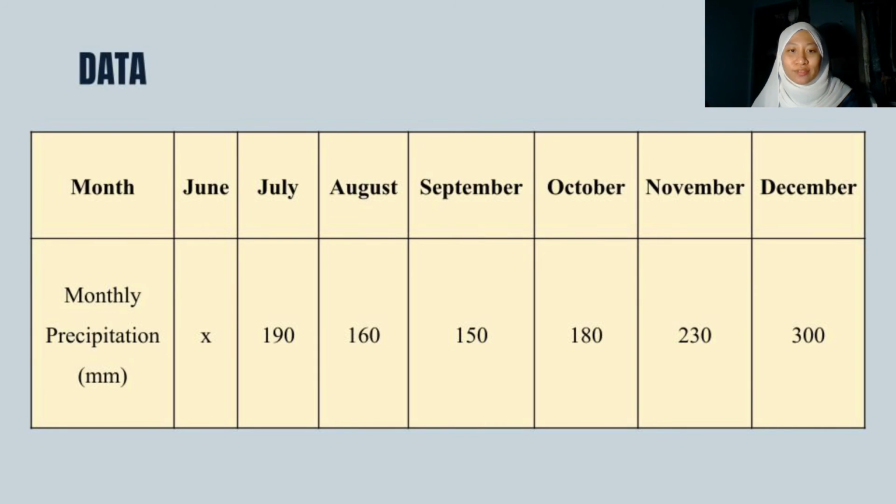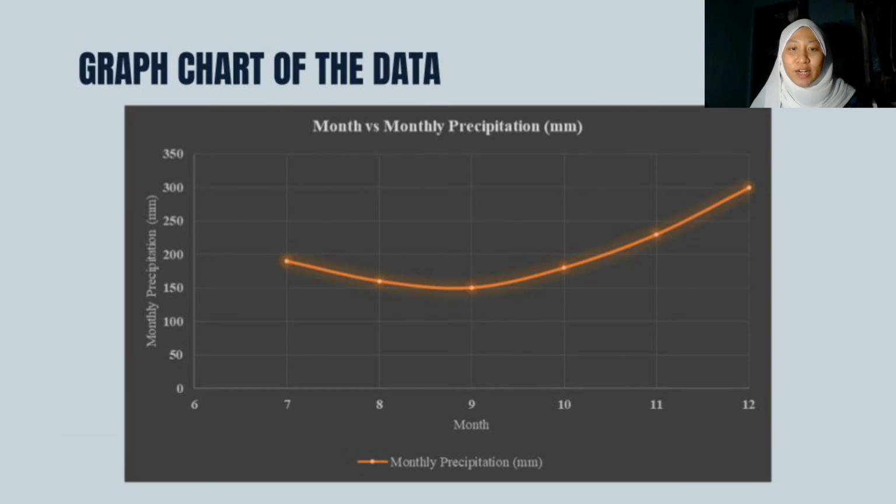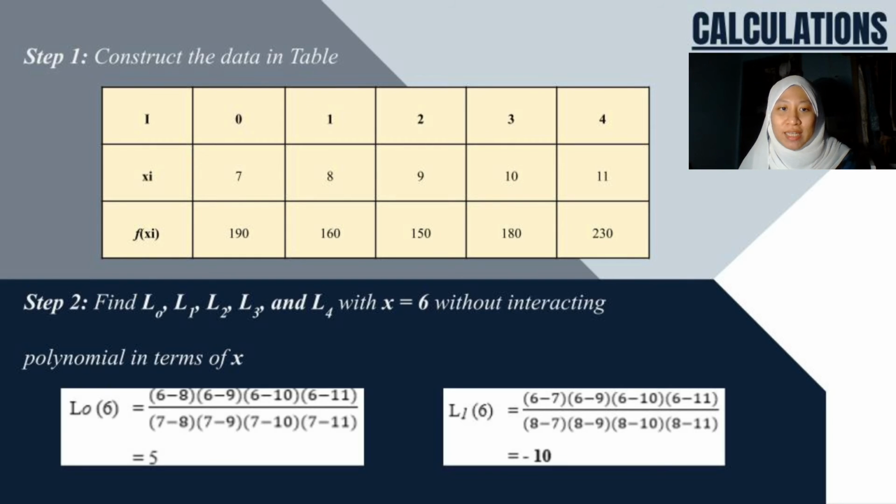This is our data for our project. We have June, July, August, September, October, November and December. The monthly precipitation data was missing for June. Graph chart of the data. The calculation. First, construct the data in a table. Second, find L0, L1, L2, L3, L4 with x equal to 6, without interpolating the polynomial in terms of x.